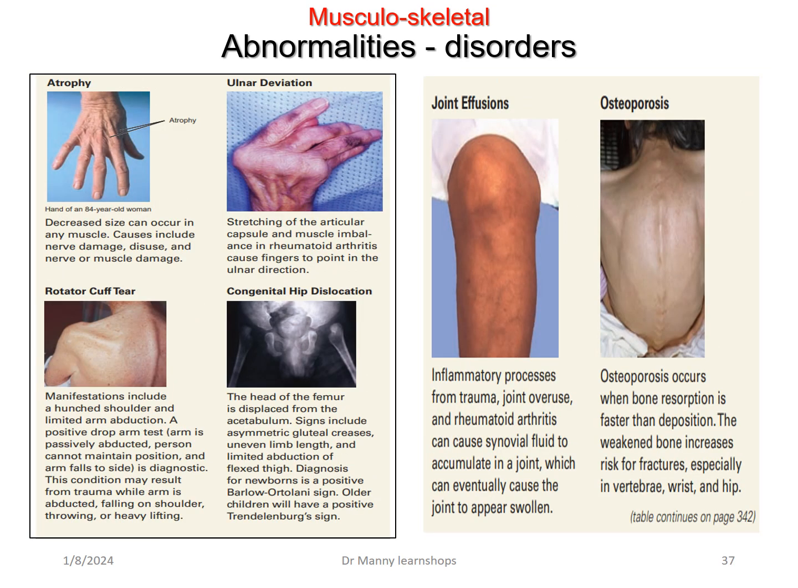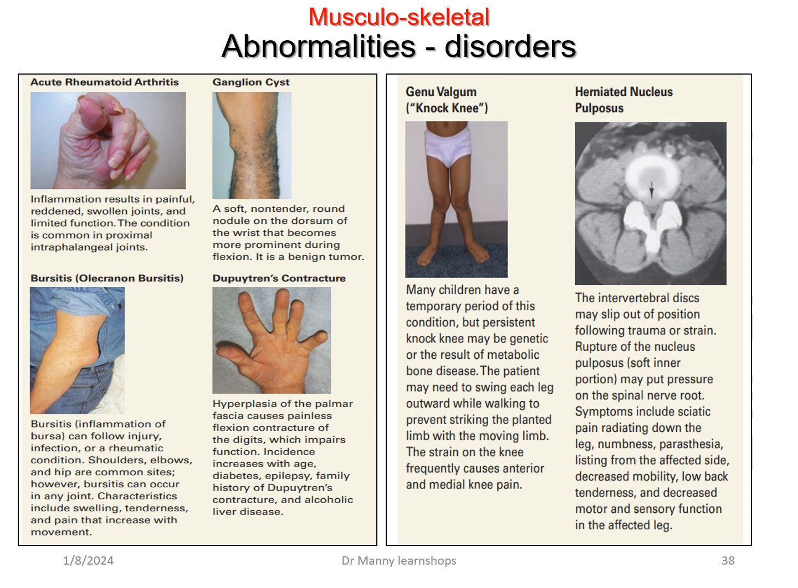Other disorders could include atrophy, ulnar deviation, which often occurs with rheumatoid arthritis, rotator cuff tear, which could be related to sports injuries, congenital hip dislocation, which an infant can be born with, joint effusions, osteoporosis. Other issues could include acute rheumatoid arthritis, ganglion cysts, bursitis, contractures, knock-knee syndrome, herniated nucleus pulposus.